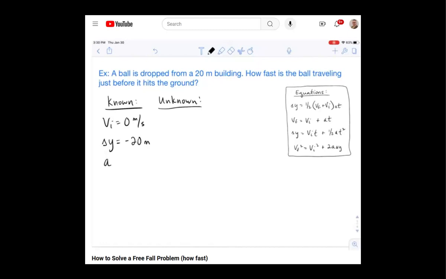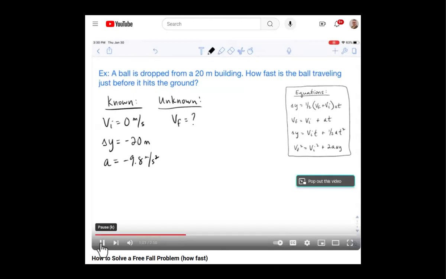As the ball falls, it falls in free fall. We know that the acceleration in free fall is that of gravity, so negative 9.8 meters per second squared. And then our unknown value here, since it's asking how fast just before it hits the ground, we are trying to find VF. And VF is exactly what we're looking for between platforms with the impact velocity formula that we'll learn in the mathematics section.